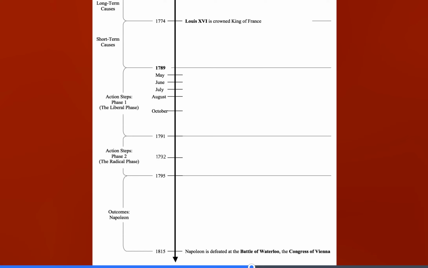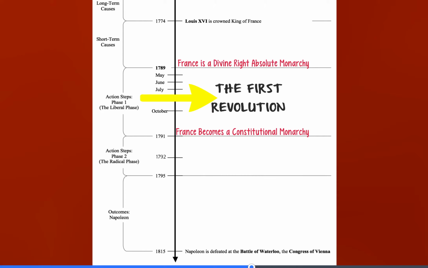All right, we're back at our timeline on page 44. Just a brief recap of what we've done so far with the French Revolution itself. Okay, so the French Revolution starts in 1789 with France as a divine right absolute monarchy. And we've talked a lot about the reasons why this type of government was on the brink of collapse in this very infamous year in history.